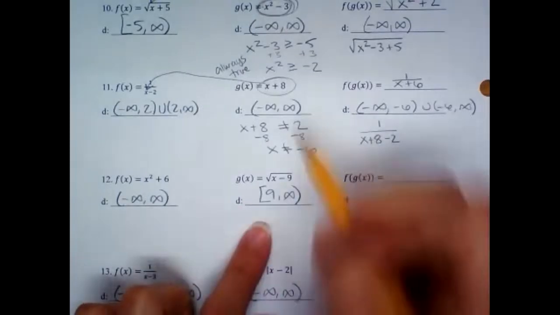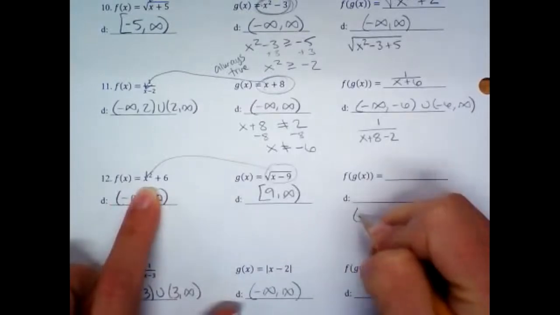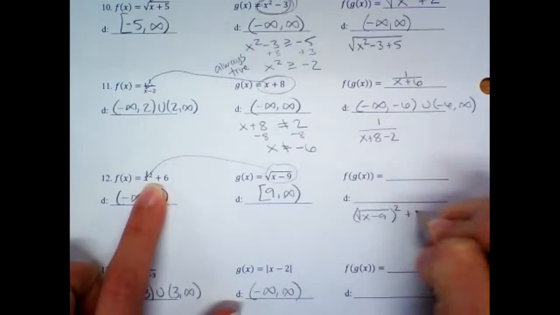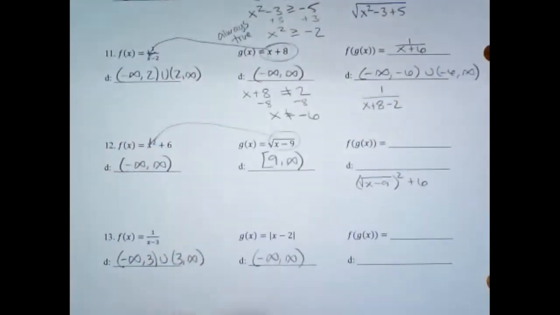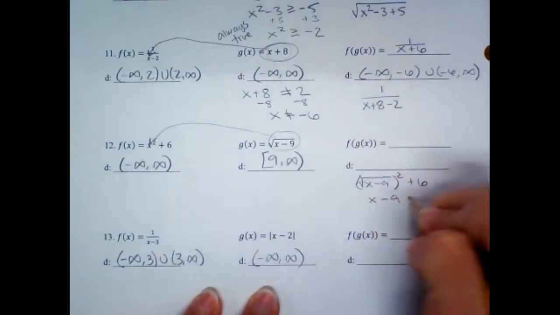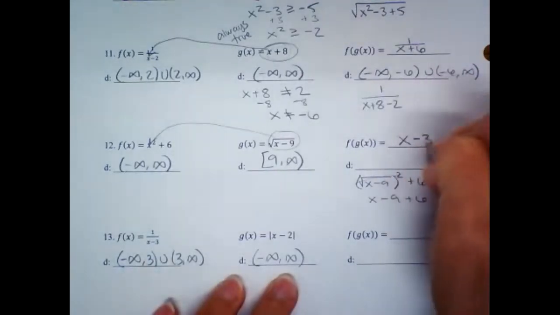All right. Again, we're plugging G into F. That's going to give us square root of X minus 9, squared, plus 6. In this case, you can cancel those because you're squaring the entire square root. So those cancel, you're going to have X minus 9 plus 6. And so that'll be X minus 3.